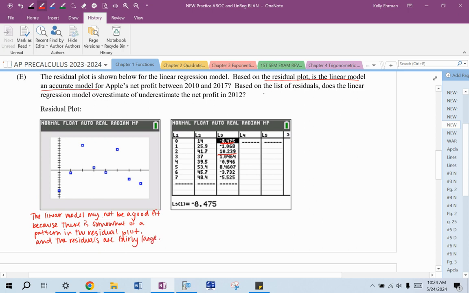All right, now what was this other question? Based on the list of residuals, does the linear regression model overestimate or underestimate the net profit in 2012? So first of all, what X value is 2012? 0 is 2010, so 2 is 2012. So we're looking at this thing.